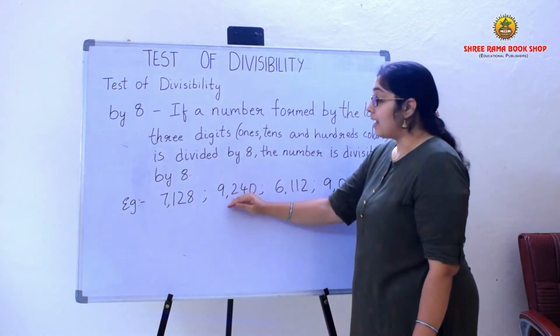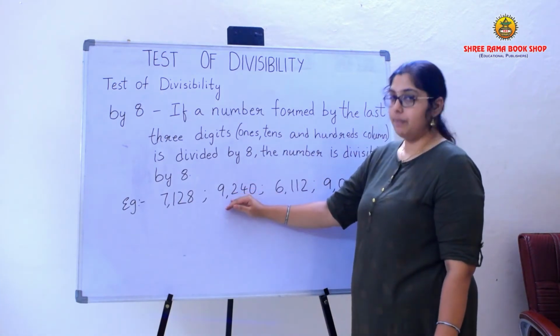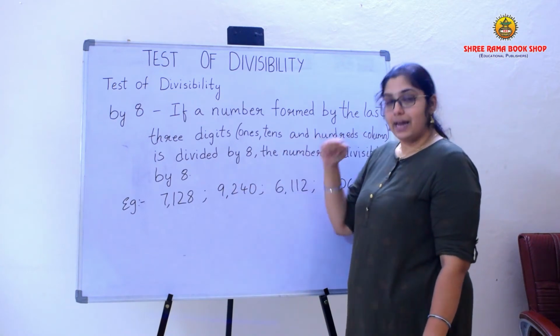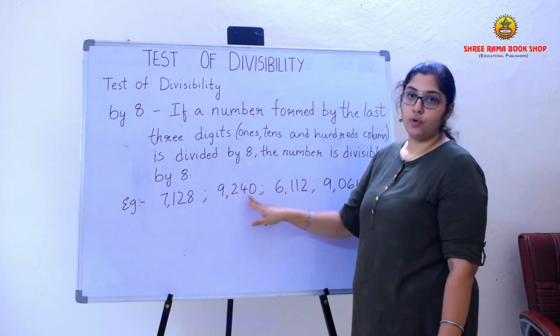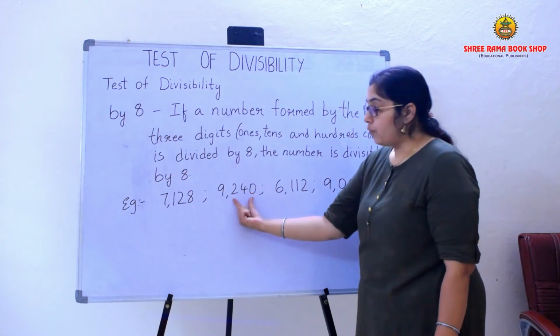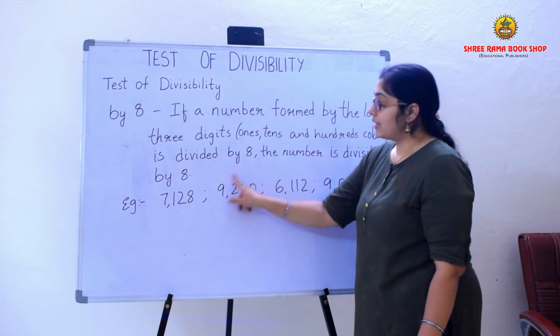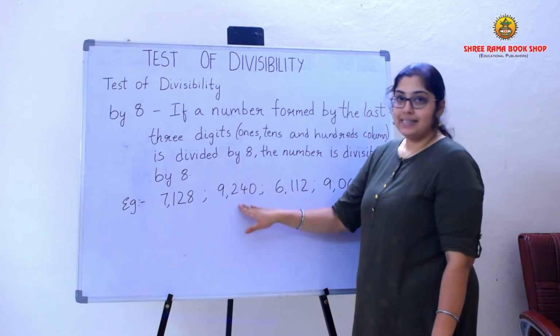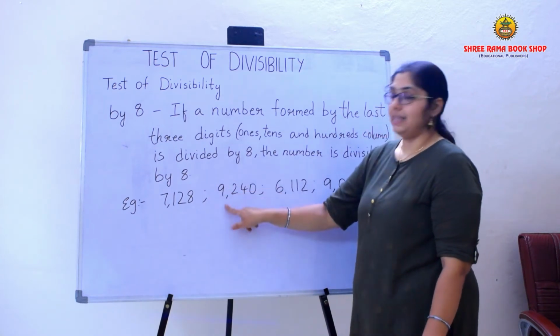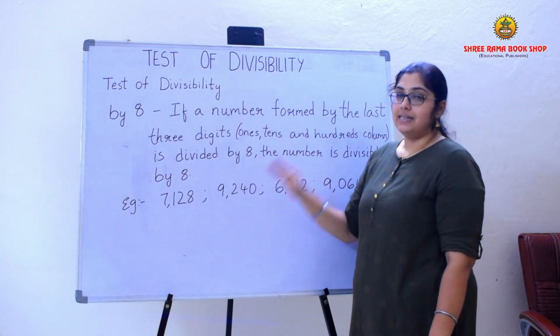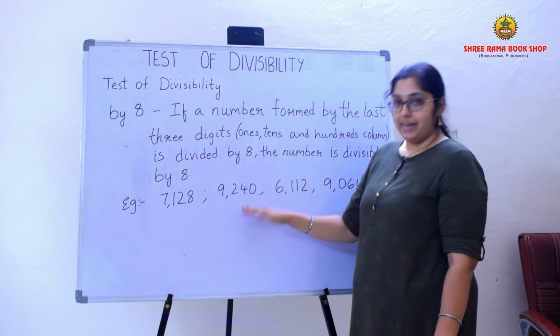In the last 3 digits column, that is the hundreds, tens and ones columns, I have 240. So, 240 is divided by 8. As 240 is divided by 8, I can say that this whole number, 9240, is also divisible by 8.